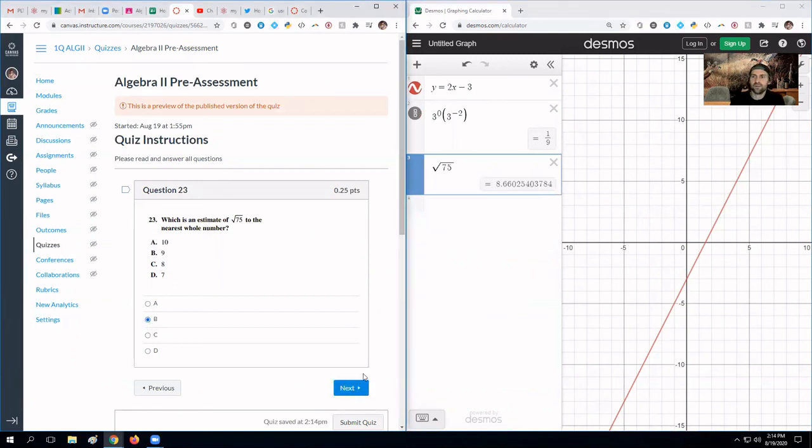Now, the way you wouldn't have to do that, you'd have to know your squared numbers. Let's start at 1. 1, 4, 9, keep it going, 16, 25, 36, 49. All right, so keep it going, 64 and 81. 75 is in between 64 and 81. It's closer to 81 than it is 64. So that's why it's closer to 9 than it is to 8.